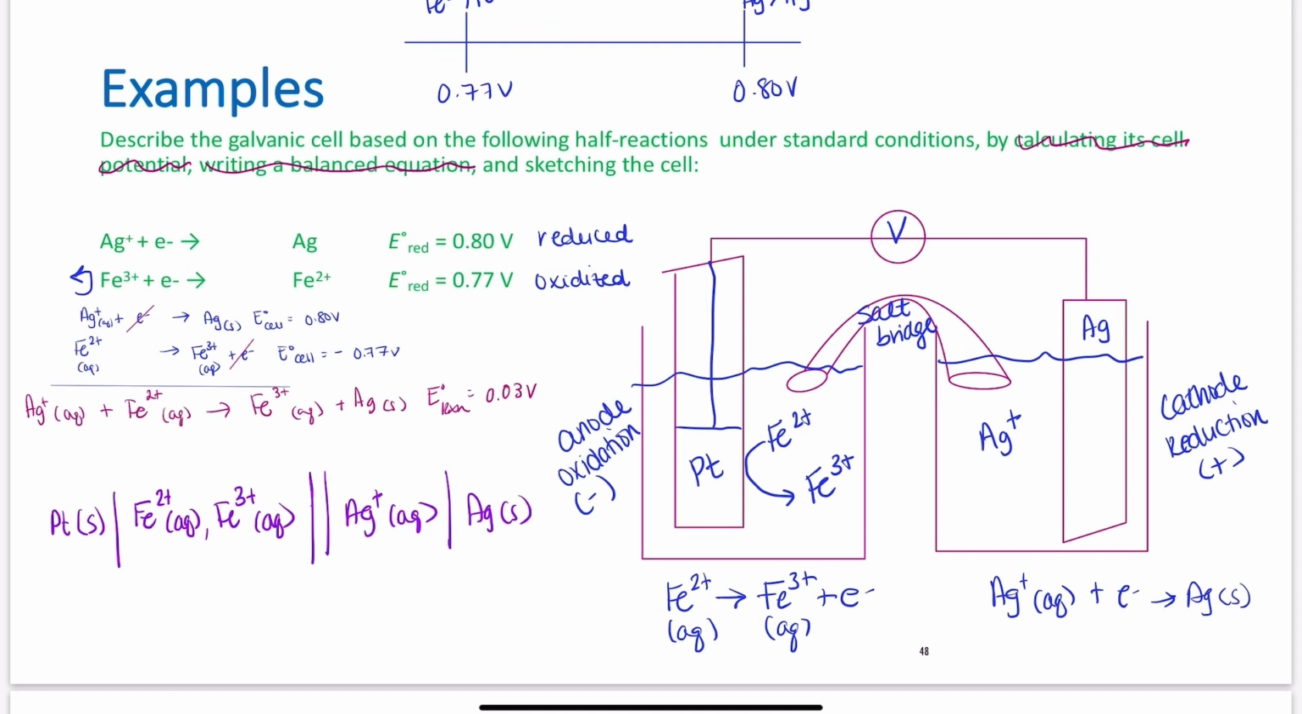So that is my shorthand, anode to cathode, because electrons always travel anode to cathode.